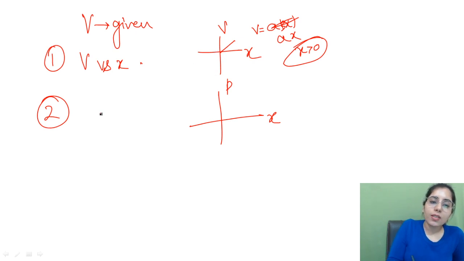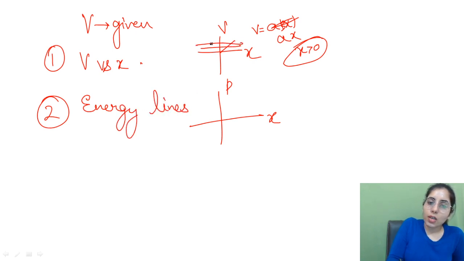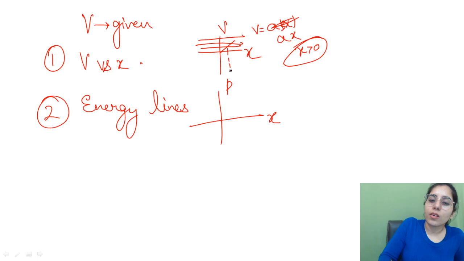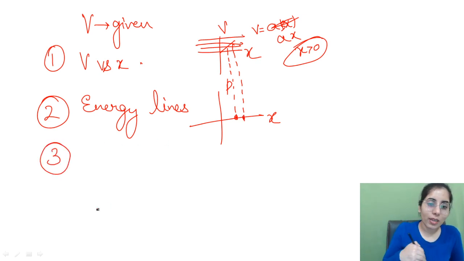Now your next step will be to draw the energy lines. Energy lines are the lines parallel to the x-axis, so you will draw them. Now, wherever the energy line intersects the v versus x graph, at those points the value of momentum will be 0. Also, guys, this is the third point you can consider, but I will write it later on. I'm just telling you that point right now.